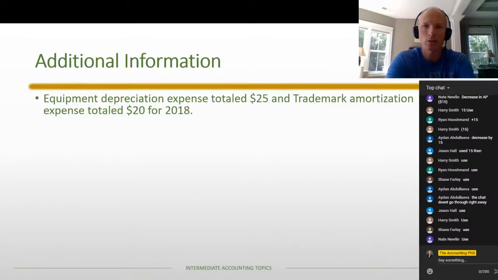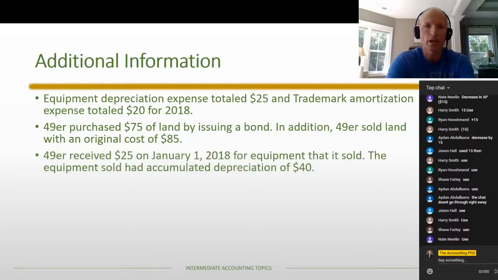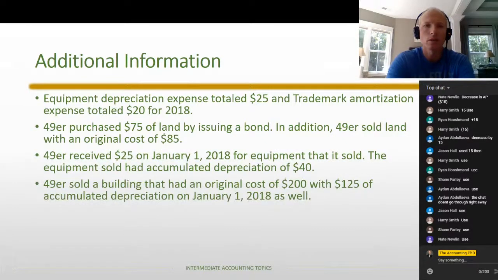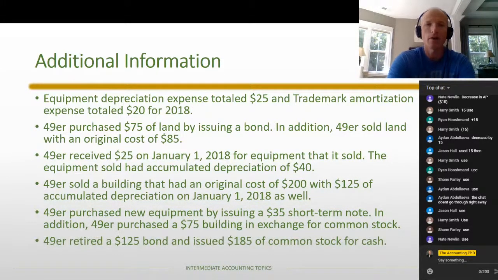All right, so there's some additional information. There's a depreciation expense and amortization expense, and I just specified the items. Then there's some purchases of land and some sales, some equipment, a building sale. And then we had some non-cash transactions down here. And then finally, we had some financing activities. And so all of this information is information we're going to need to complete the rest of the statement of cash flows.